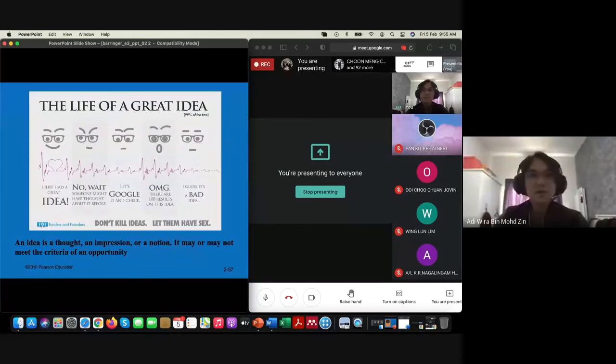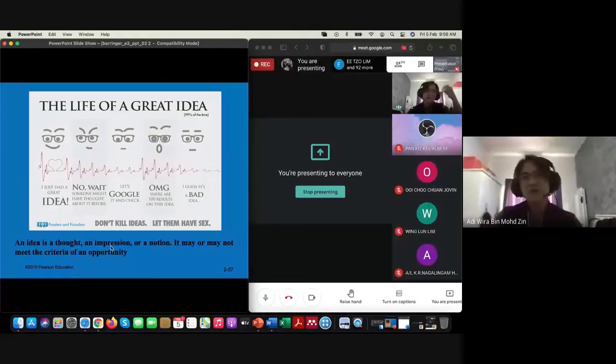So now we move on to ideas. We don't have so much time on it. Basically, an idea is a thought, an impression or notion. It may or may not meet the criteria for an opportunity. Ideas are just like your thinking. If you just keep it and do not execute it, it just stays stored as it is, and it cannot proceed as an opportunity.